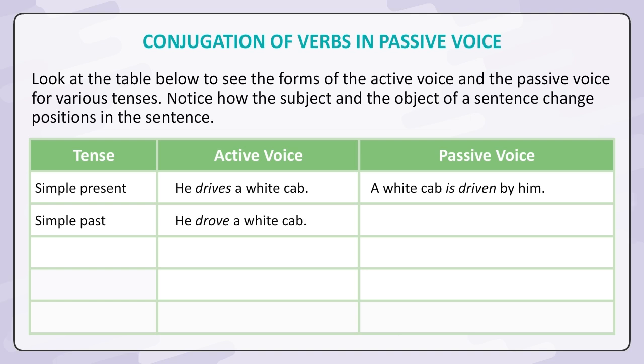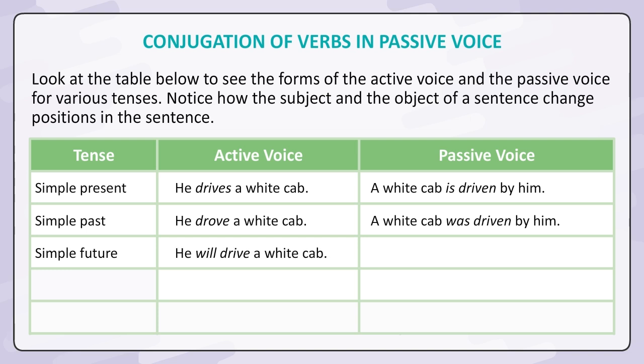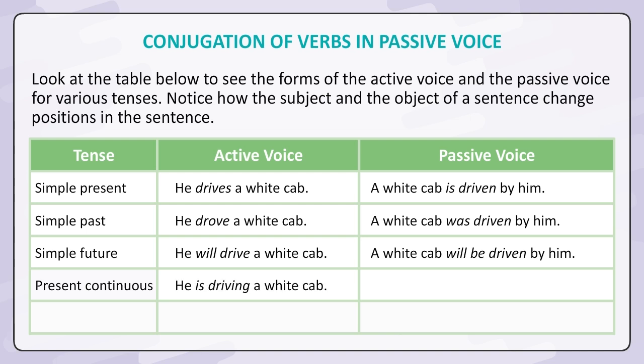Simple past. He drove a white cab. A white cab was driven by him. Simple future. He will drive a white cab. A white cab will be driven by him. Present continuous. He is driving a white cab. A white cab is being driven by him.